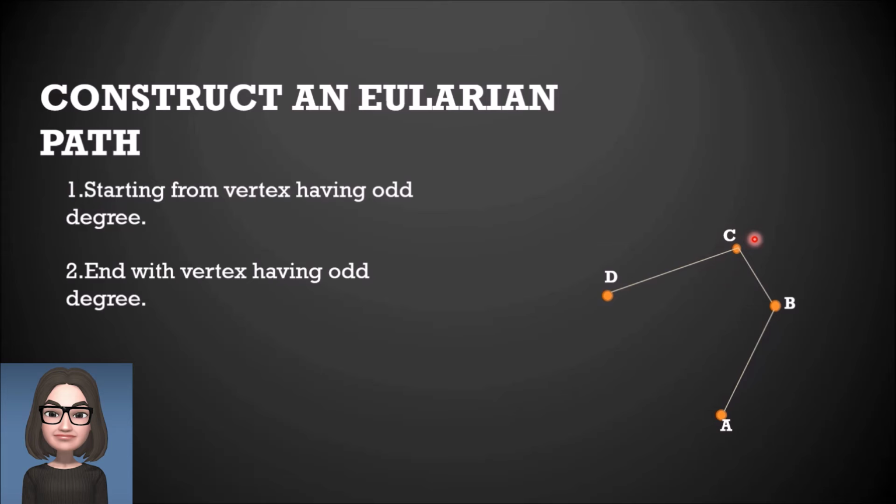If we start from C, we can only go to vertex D or go to vertex B. So if we go to vertex D, we will be missing out two vertices, which are vertex B and vertex A. But if we go to vertex B and vertex A, we will be missing out vertex D. Therefore, we can conclude that if we want to construct an Eulerian path, we must start from a vertex having odd degree and end with a vertex having odd degree.